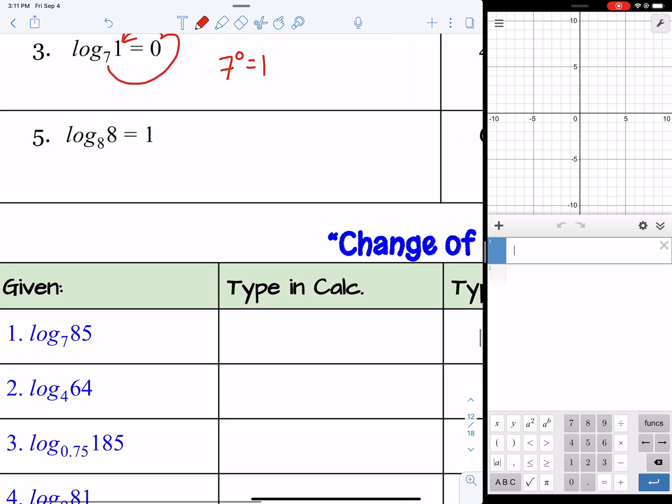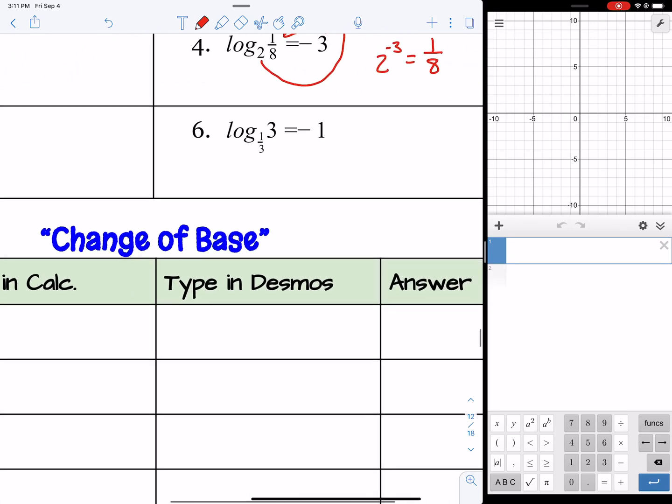For number 5, we have log base 8 of 8 equals 1. So that's 8 to the first power is equal to 8. And then the last one, number 6, says log base 1/3 of 3 equals negative 1. So we're going to write it in exponential form. But notice the way that's written. Log base 1/3 of 3 equals negative 1. So we're going to say base first. So 1/3 to the power of negative 1 is equal to 3.